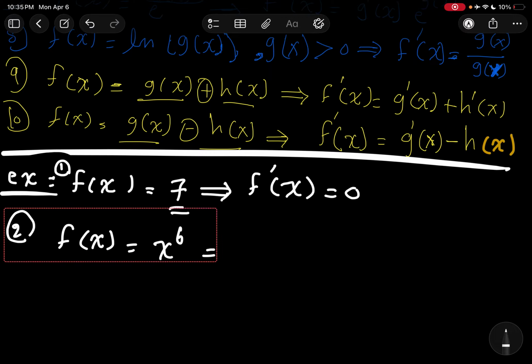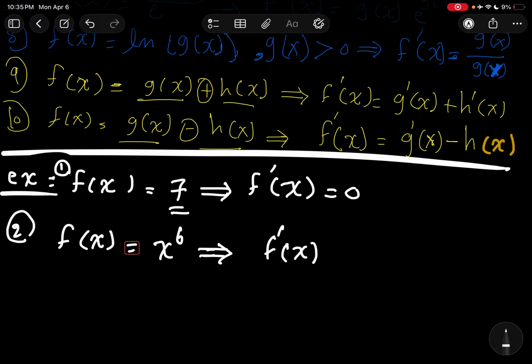Second example, f of x equal x to the 6th power. So what is the derivative of x to the 6th power? F prime of x equals, put the exponent down, and then x, then subtract 1 from the exponent, which is 6. 6 minus 1 equals 5, so 6x to the 5th power. You should read it correctly, guys, please. 6 times x to the 5th power, okay?